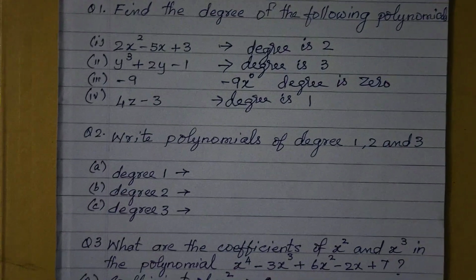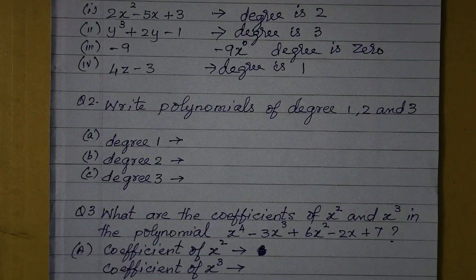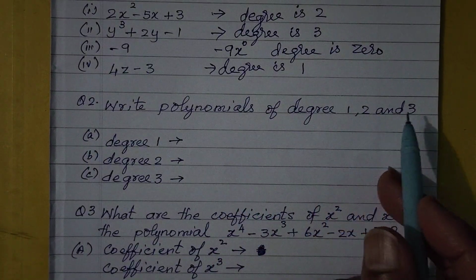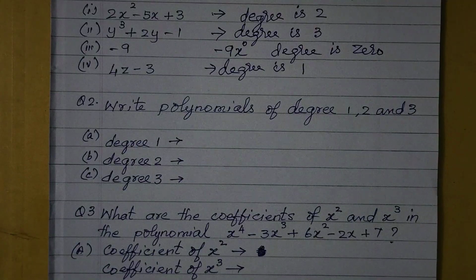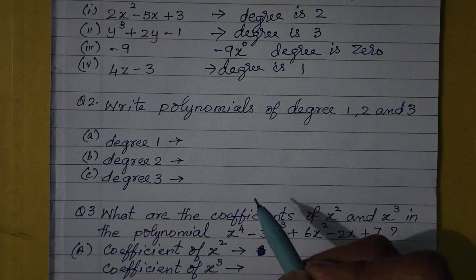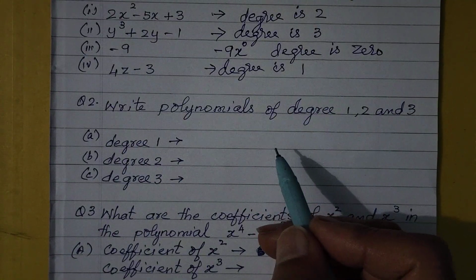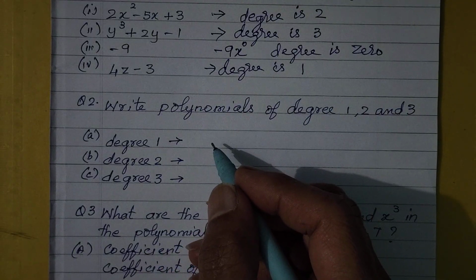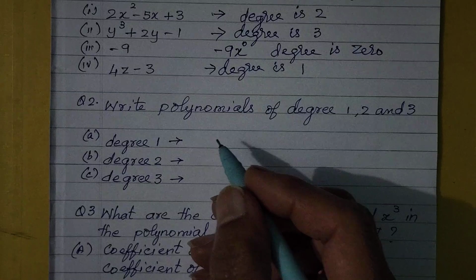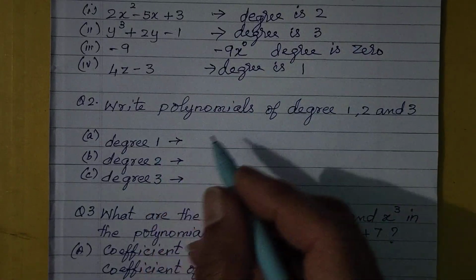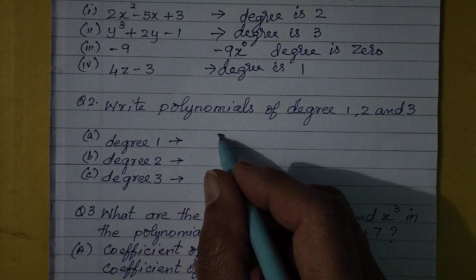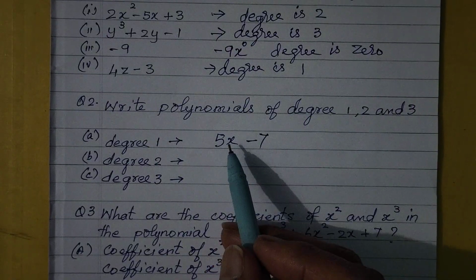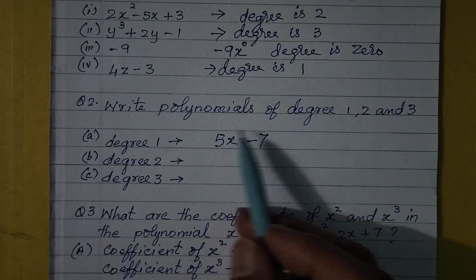The next question, write the polynomials of degree 1, degree 2 and degree 3. So we have to write some polynomials of degree 1. So degree 1 means what? The highest power should be 1. So we can write 5x minus 7. You can see here the power is only 1. This is a polynomial of degree 1.